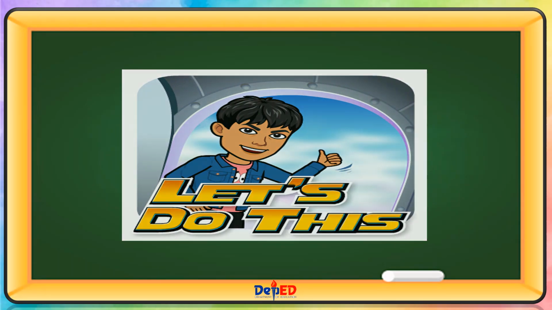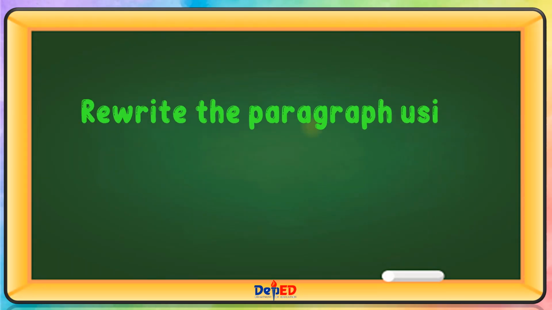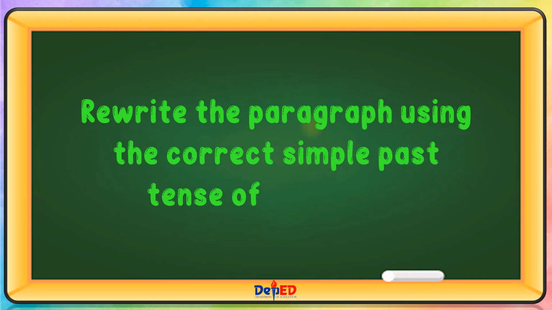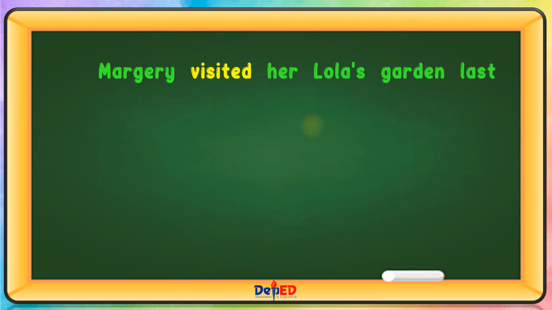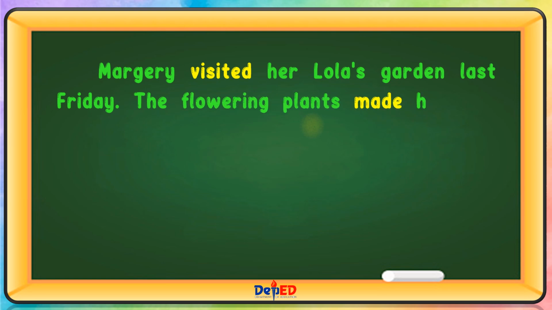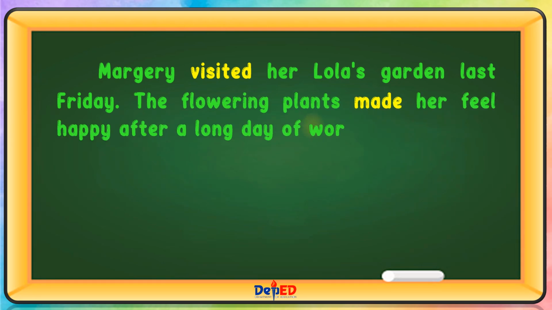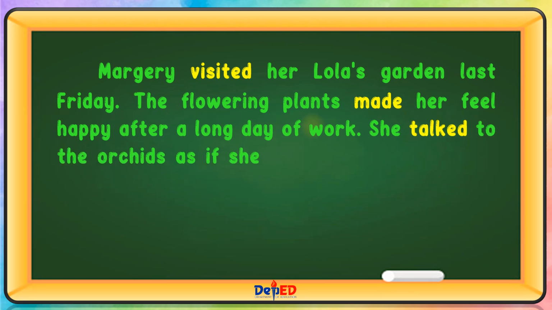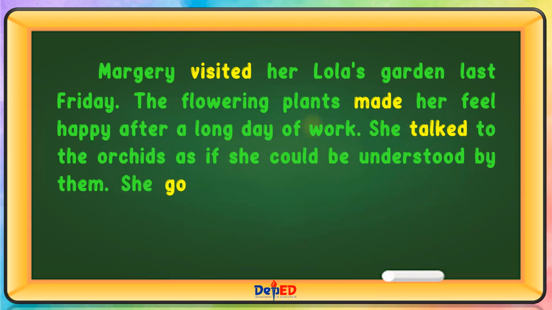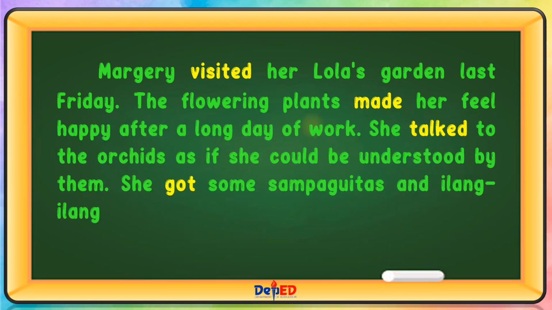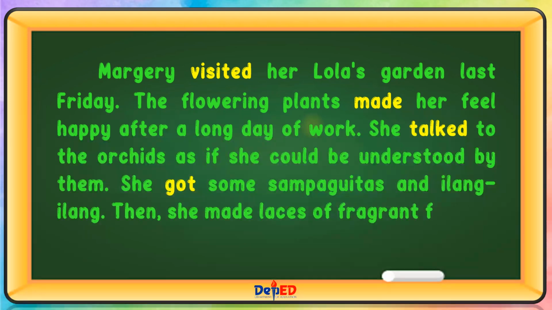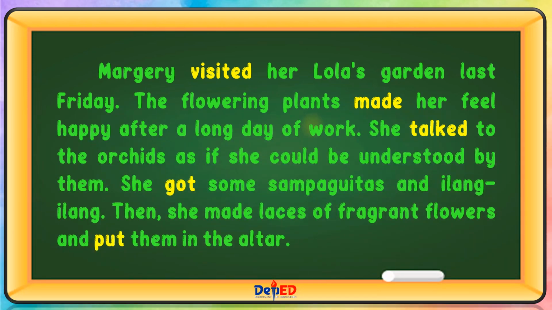Let's do this. Rewrite the paragraph using the correct simple past tense of the verbs. Marjorie visited her Lola's garden last Friday. The flowering plants made her feel happy after a long day of work. She talked to the orchids as if she could be understood by them. She got some sampaguitas and ilang-ilang. Then she made laces of fragrant flowers and put them in the altar.